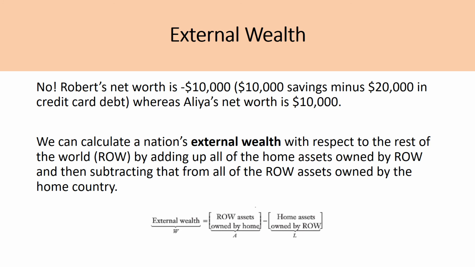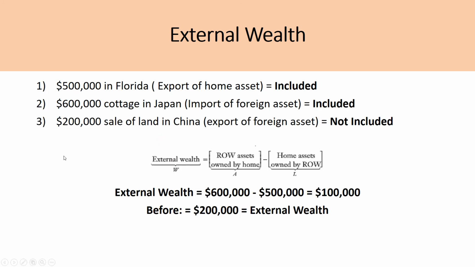So essentially, external wealth equals external assets minus external liabilities. It's simple as that. We've already covered that and it should be relatively easy to understand. When looking at those three transactions again, we exported a home asset and we imported a foreign asset, and this is included in external wealth.